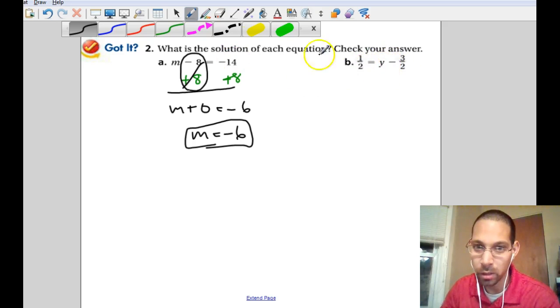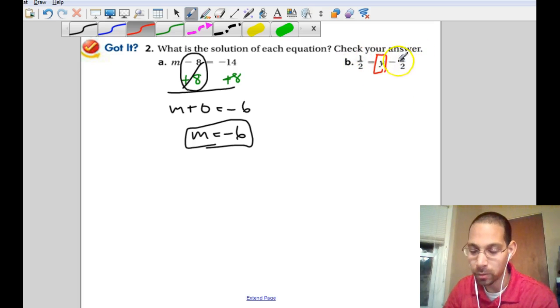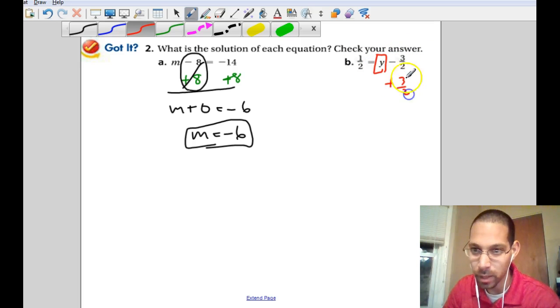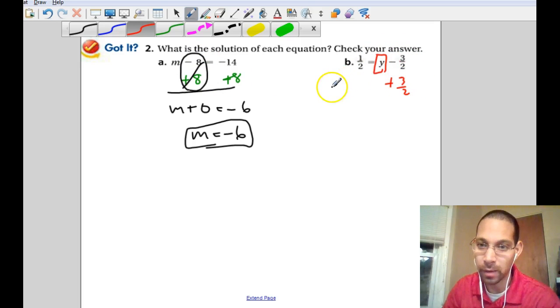Okay, same idea over here. You're trying to get the y all by itself, this part. So that means you want a negative 3/2 to go away. And I know this looks confusing because it's fractions. If you really wanted to, you could change them to decimals, but that's not necessary. Add 3/2. Add the same thing. Just like over here, you added 8. It's the same number, but it's opposite. This is the same number, but it's opposite. Add 3/2 to one side of the equation means you need to add 3/2 to the other side of the equation.